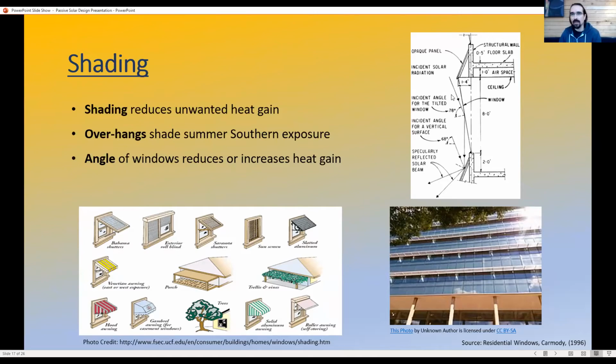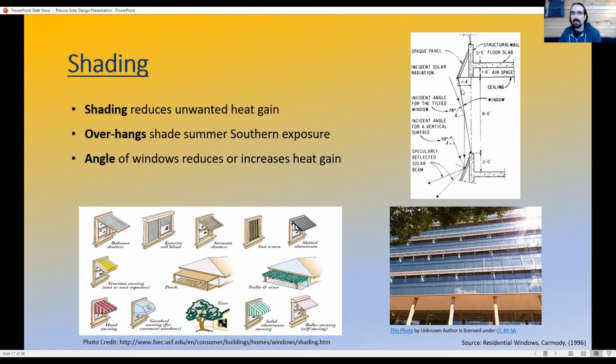And then something else that's interesting also is the angle of the windows and how that can be used to change the amount of direct heat gain that we have. In this situation, there's an overhang. If we had a vertical window, when the sun is at its highest point in the sky, the overhang will be completely shading the window.